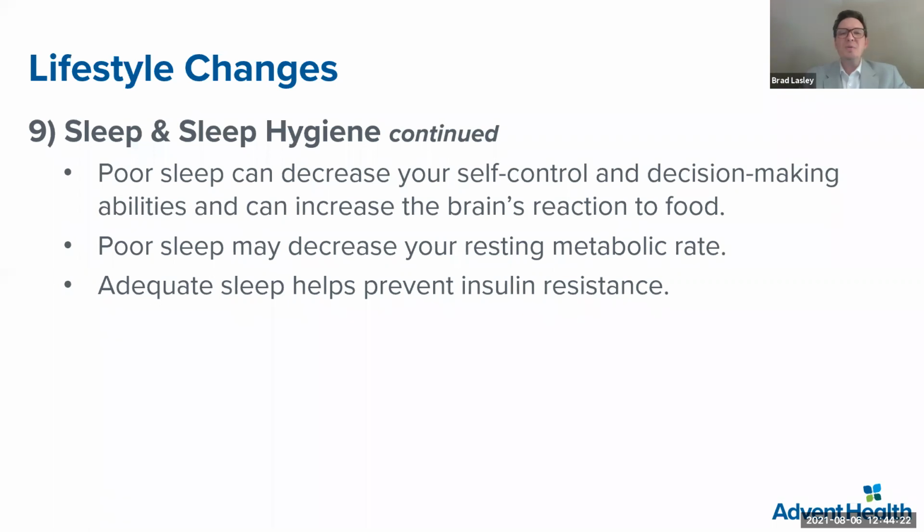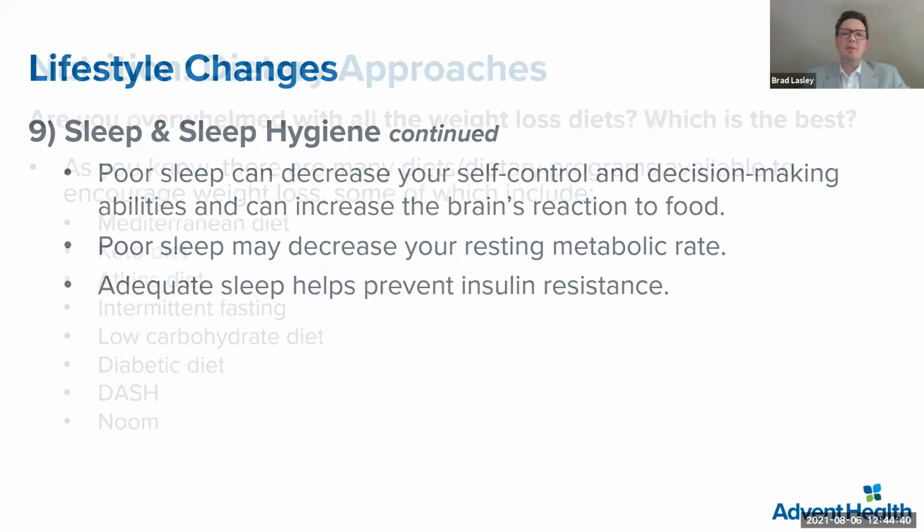is a good thing. Poor sleep may decrease your resting metabolic rate. So if you don't get enough sleep, that resting metabolic rate is actually going to slow. Adequate sleep helps prevent insulin resistance. So your body will respond to insulin more appropriately when you are able to sleep. Again, this is a big hormonal issue, right? The circadian rhythm.